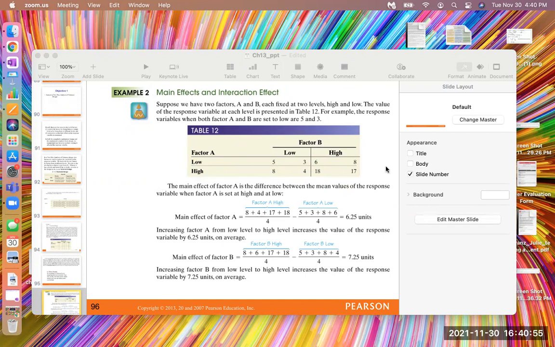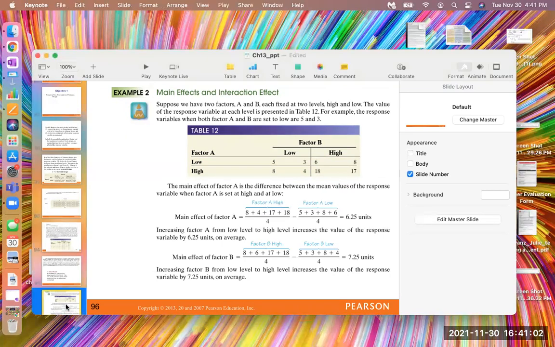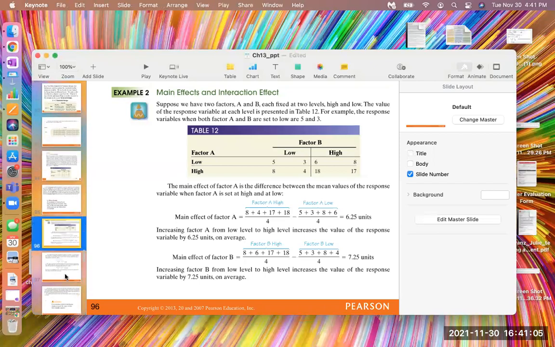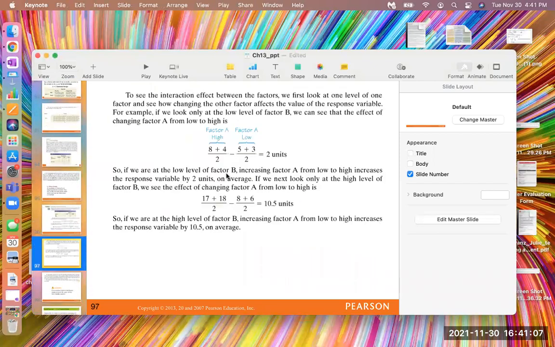All right, so let's go to the next screen. And now we're going to talk about the interaction effect. So now we fix just a low level of B. We just look at a low level of B, and we see what happens to A at a low level of B, right?